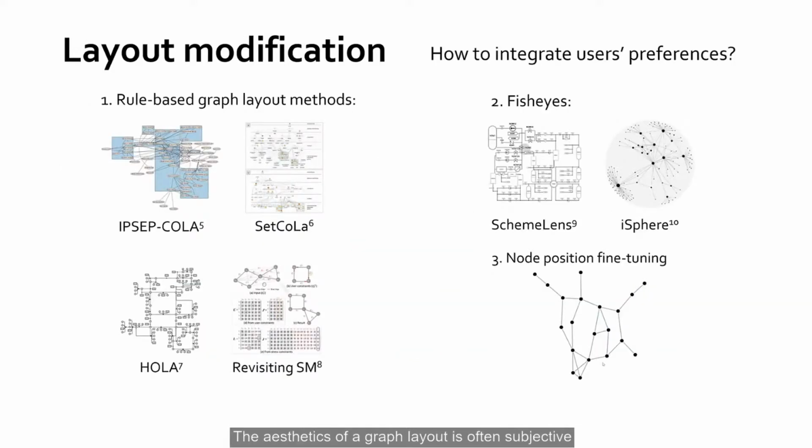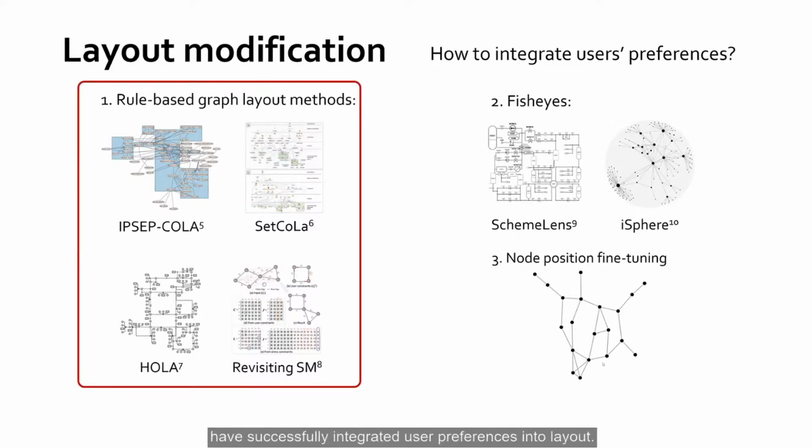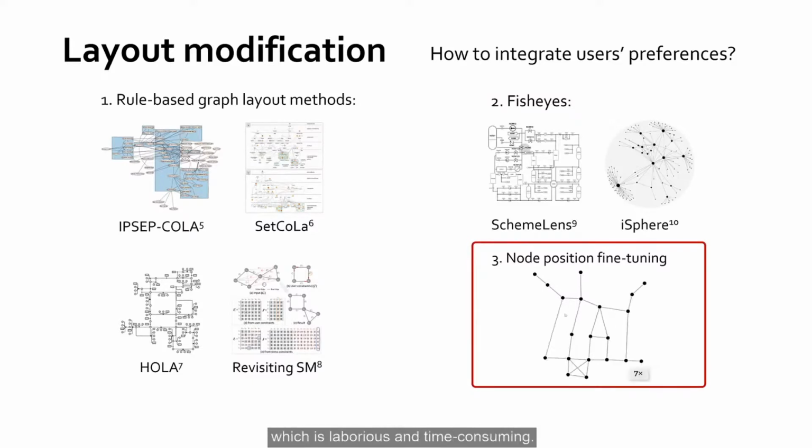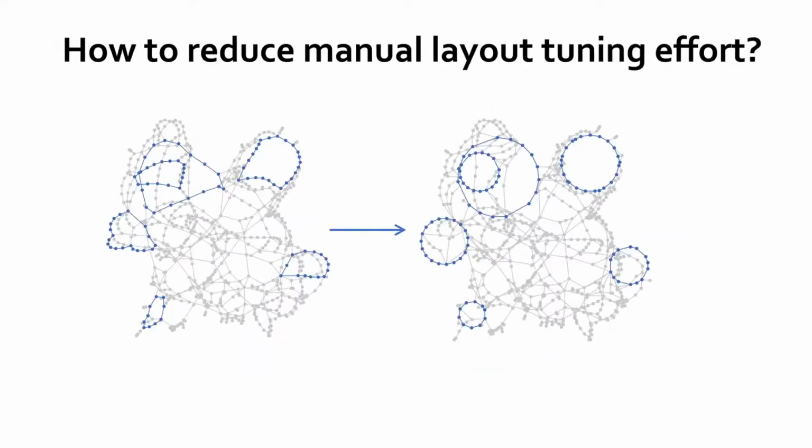The aesthetics of a graph layout is often subjective and may vary with user preferences. Modern rule-based graph layout methods have successfully integrated user preferences into layouts. They also modify layouts to reveal connectivity and topologies based on some specific rules. However, they are not aimed to specify individual node positions, so they cannot meet some specific user preferences in many cases. In particular, fine-tuning of individual node positions in a layout has to be manually performed, which is laborious and time-consuming. How can we reduce manual layout tuning effort?